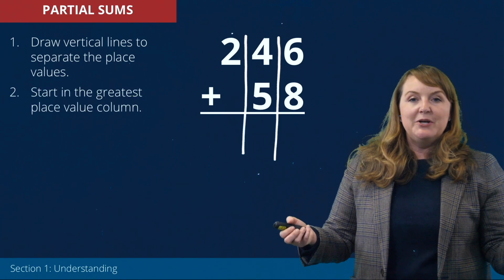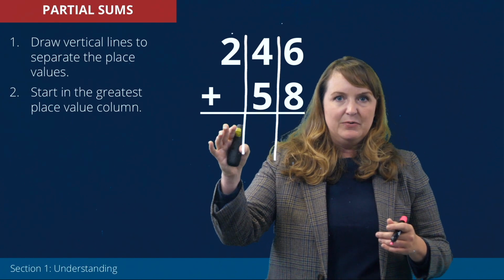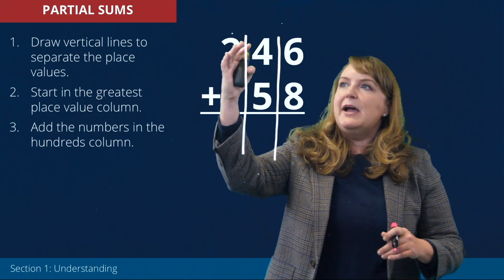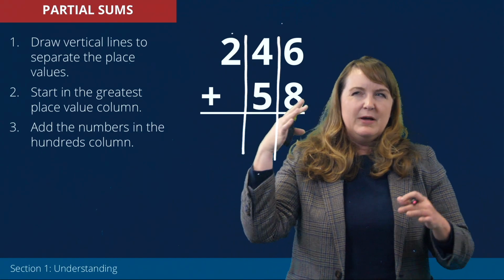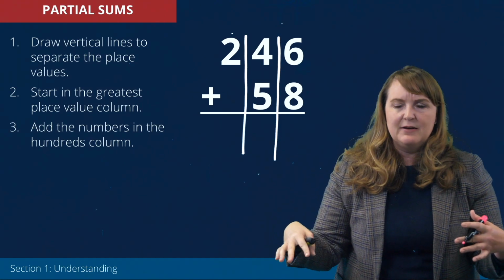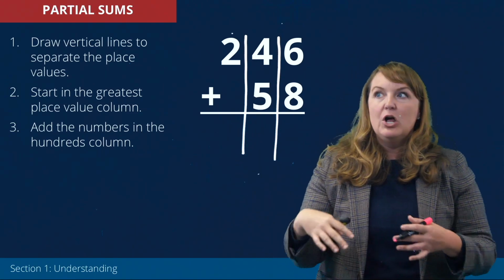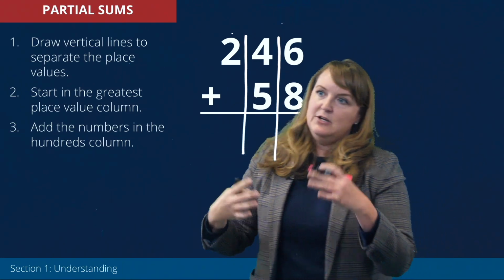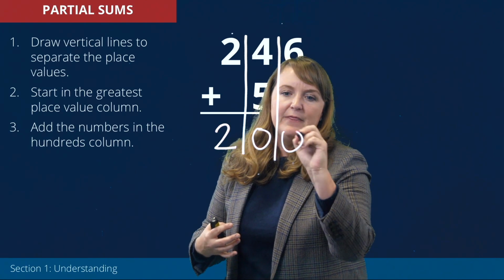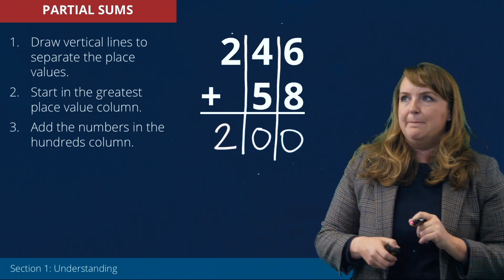What's the first thing we're going to do? We are going to start adding with the greatest place value. And in this problem, that's the hundreds place. So here I'm going to add 2 plus nothing. But I really want to focus on the interpretation of this. I don't want to just say 2 plus nothing, right? This is 200 plus nothing. So 200 plus nothing, or 200 plus 0, is 200. That's my first partial sum. I'm going to go ahead and write it right there below the equal line.